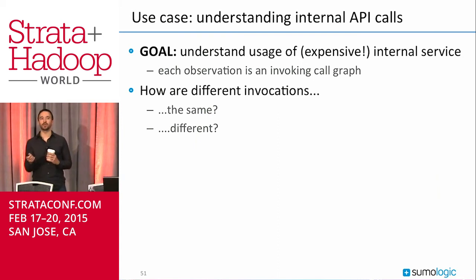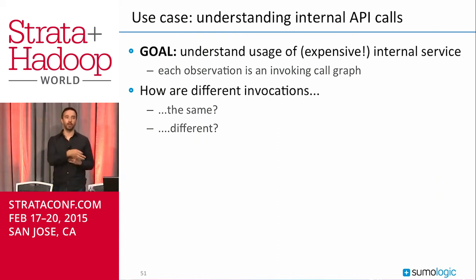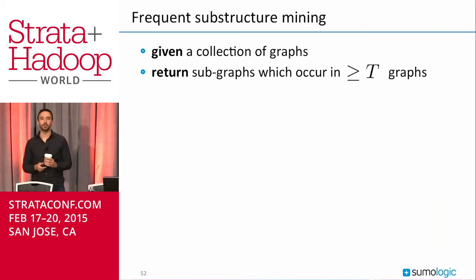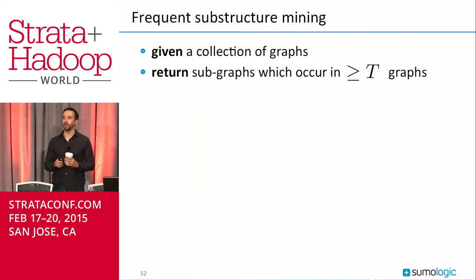And I want to know, how are these calls the same? Is there a common thread? Or how are they different? How do the callers of my internal service vary? One fancier graph mining tool you can turn to is frequent substructure mining, or frequent subgraph mining. There's an enormous amount of research on this because it's computationally a little more formidable.